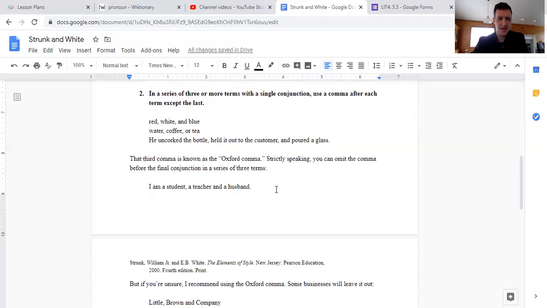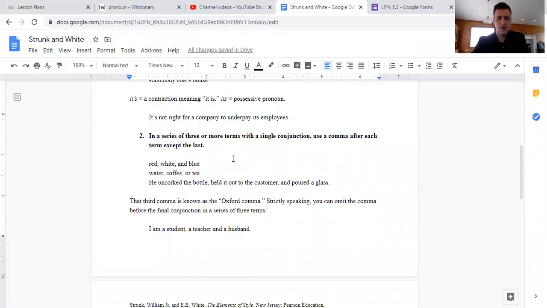Okay, and then the second rule here: in a series of 3 or more terms with a single conjunction, use a comma after each term except the last. Okay, this can be like a list with single nouns or like a compound sentence with 3 clauses. It doesn't matter. Any series with 3 or more terms. And terms here means parts of the series. So red, white, and blue, for example. Comma after every term except the last. So that third term is probably going to have some kind of a conjunction with it. You can omit the comma after the conjunction, like in water, coffee, or tea.